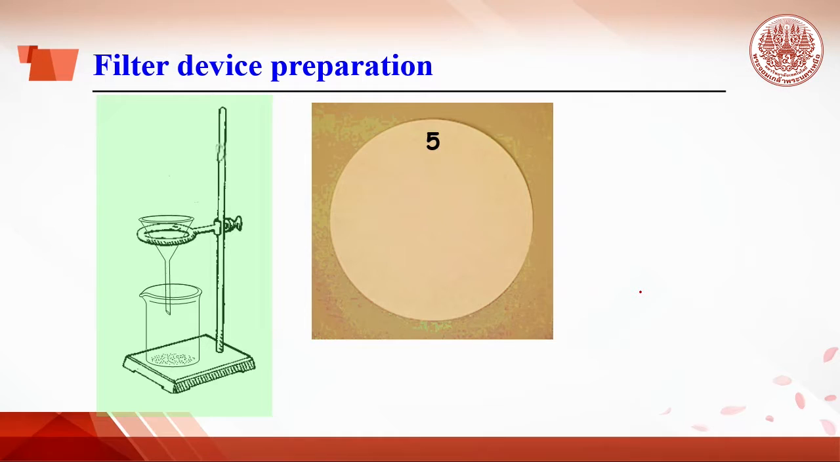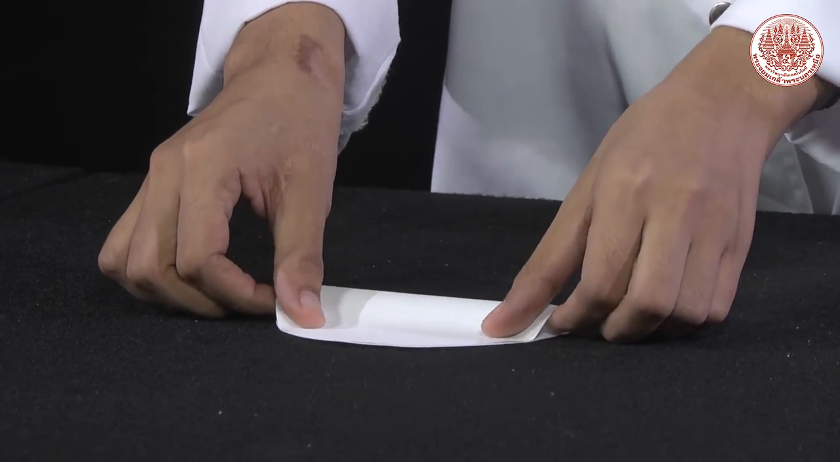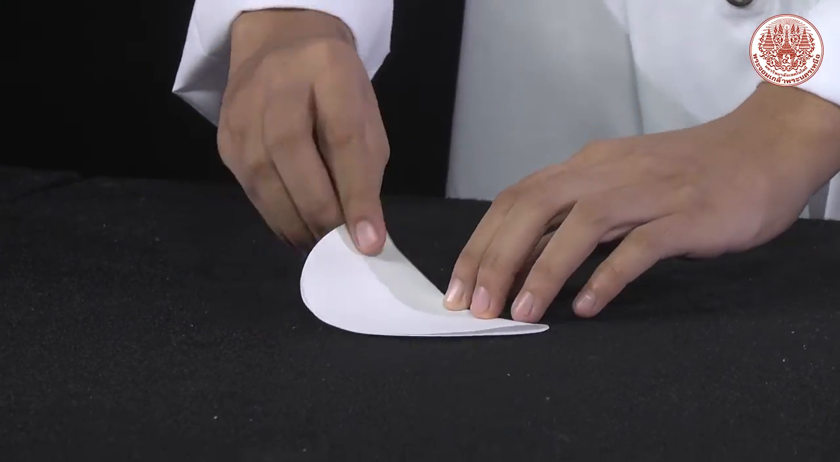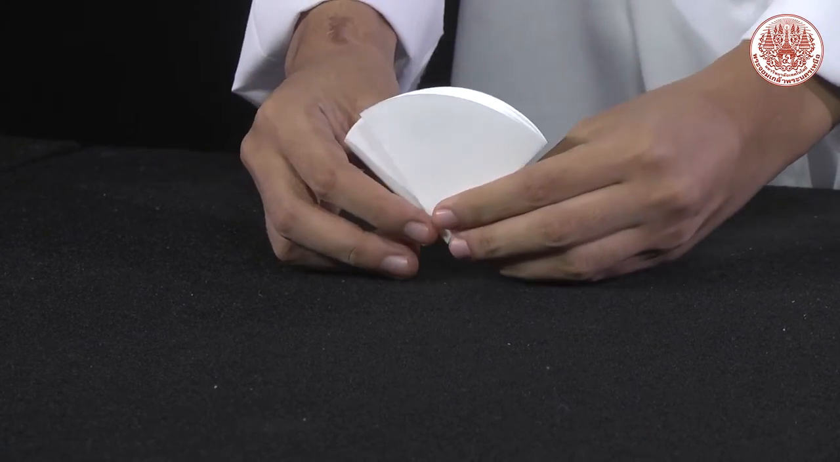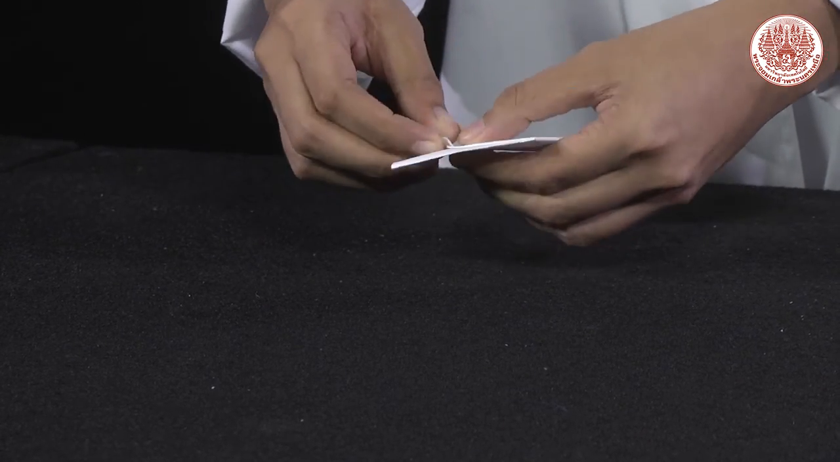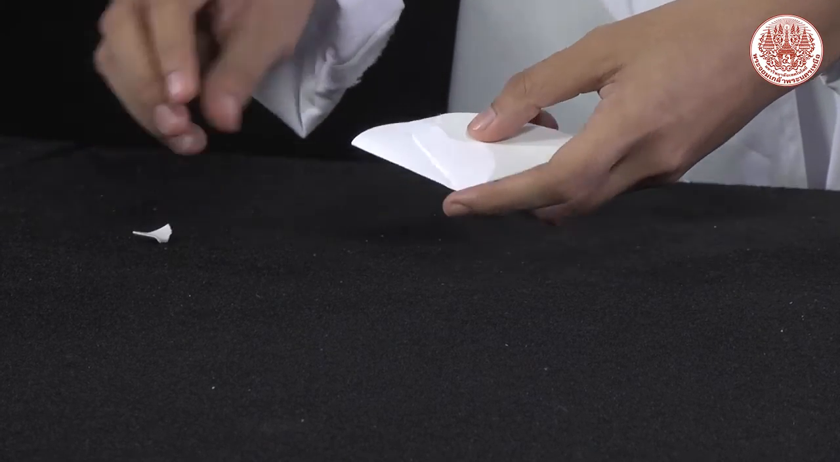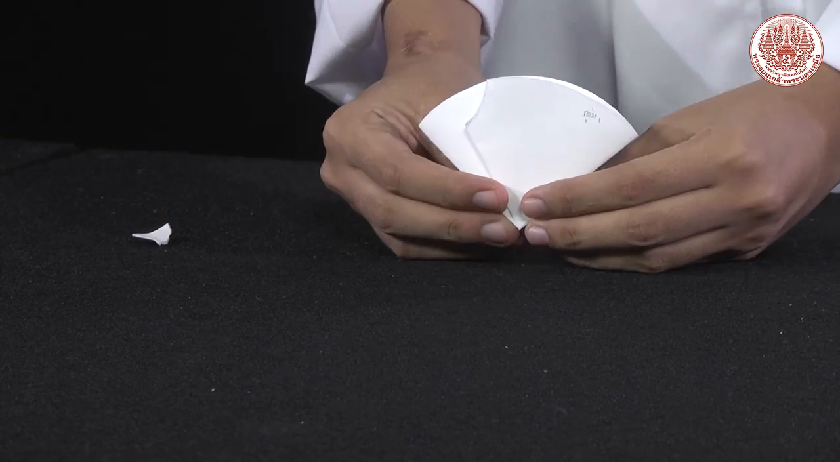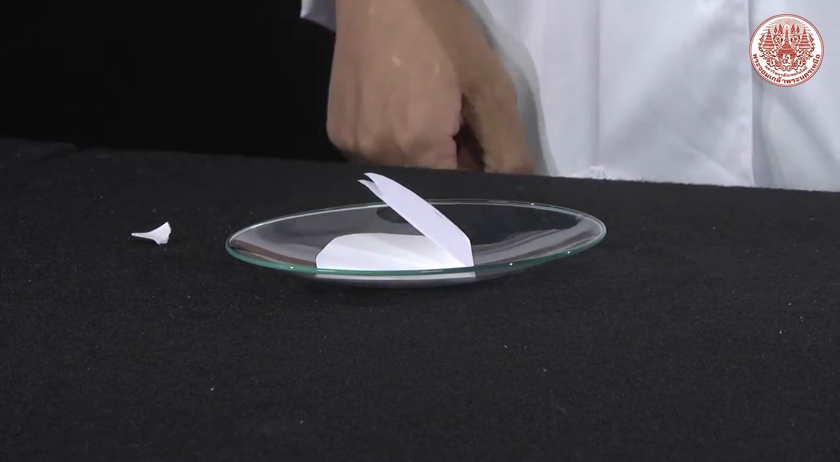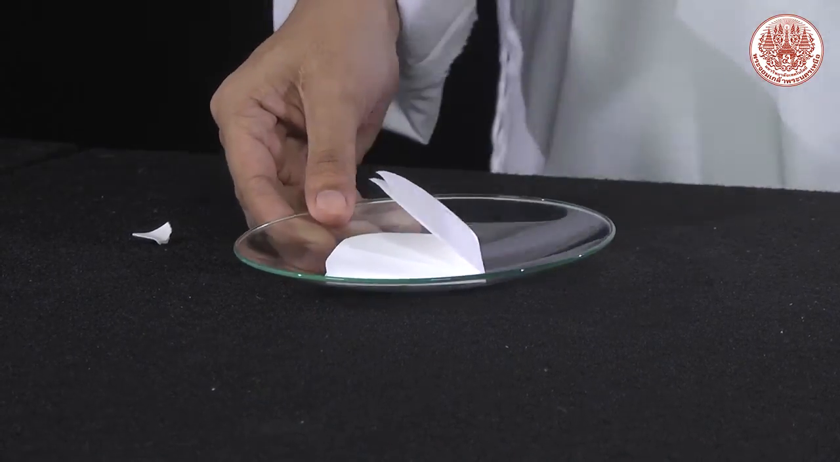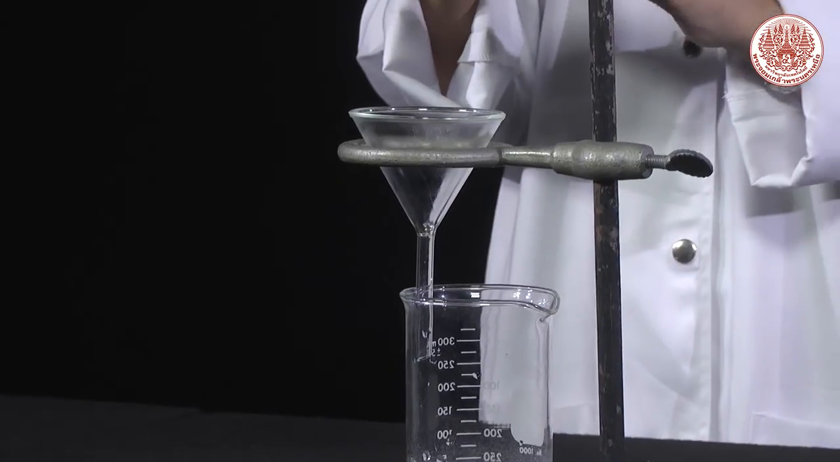Write the group number using a pencil on the edge of the filter paper and fold exactly in half, then fold in a second time with a slight offset. Tear the corner from the smaller side of the filter paper. The ready filter paper looks like this. Place the ready filter paper on the watch glass and record the weight.